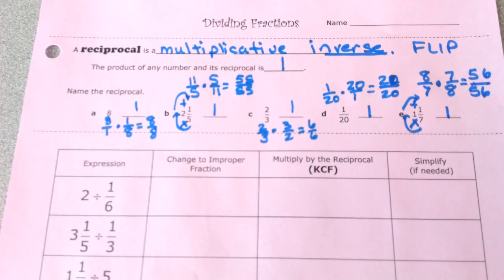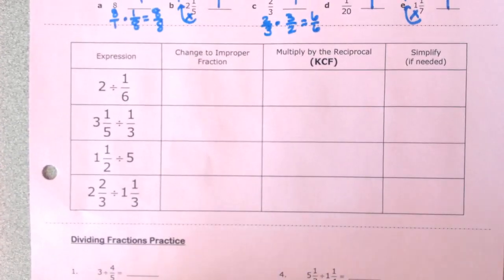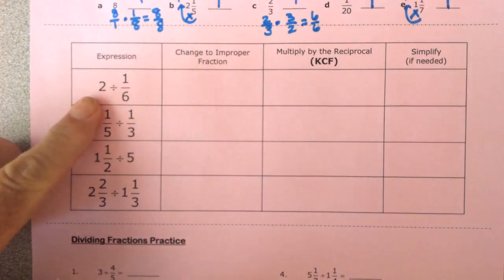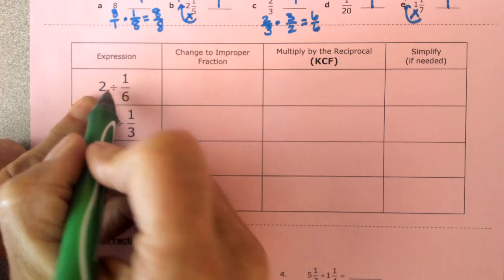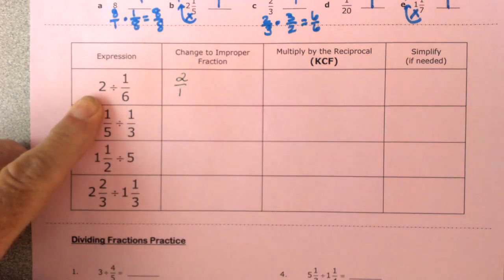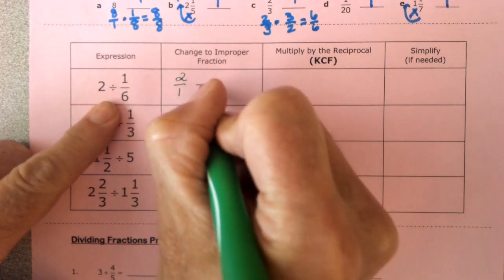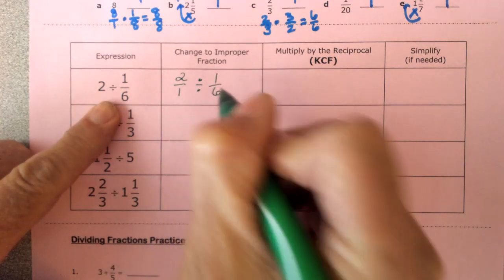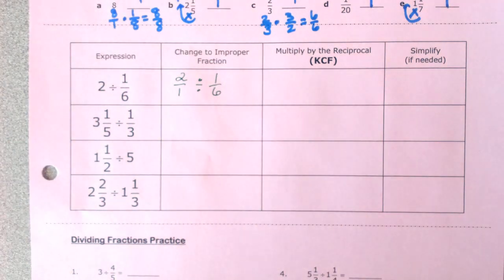Okay, let's go down to our example problems. Now this is a lot like the homework that they're going to have. First step in dividing fractions, it's easy as pie. You flip the second fraction and you multiply. But first, I've got to have a top and a bottom. So this 2, I got to change it to an improper. We put the 2 over 1. That's still equivalent to 2. Then we have divided by 1/6. That's our first step. Change any mixed numbers or whole numbers to improper.